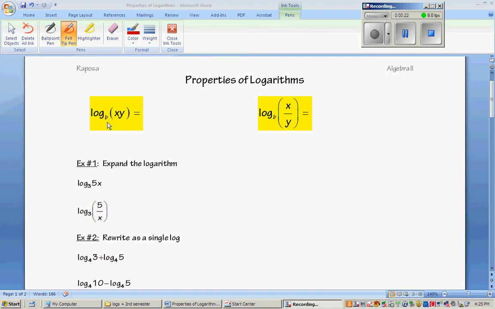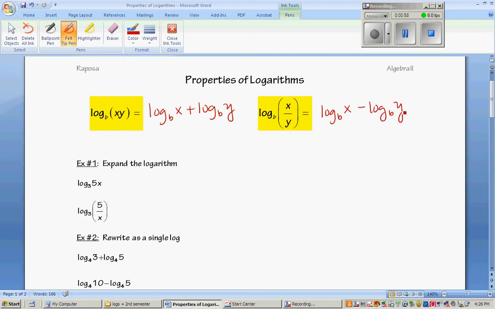If you have a log of any base and it's a product of numbers, you can write it as an addition problem: log base b of whatever x is plus the log base b of whatever y is. This is helpful because if you know one of them, you can solve that part and then isolate the variable a little bit easier. Likewise, if you have a division problem, it's going to be subtraction. So you would say log base b of whatever x is minus the log base b of whatever y is.